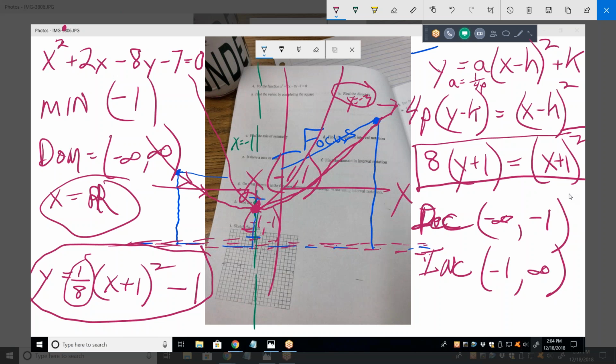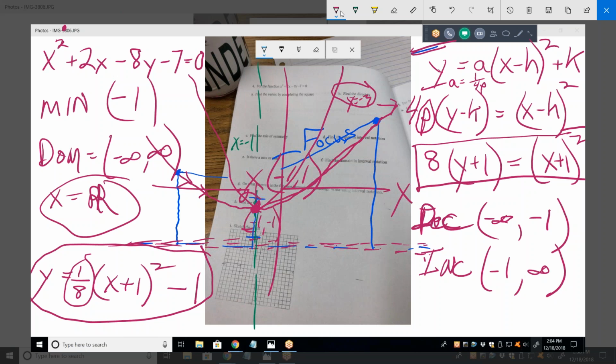It basically asked every single thing, requiring us to know about 8 different things. First of all, you put it into vertex format, so you know where the vertex is, and then you alter that vertex format just a little bit to put it in parabola vertex format. That allows you to figure out what P is, so you can figure out the focus and the directrix. You can graph it, you can find its domain, range, and where it's decreasing and where it's increasing. Everything we need to know about that quadratic.